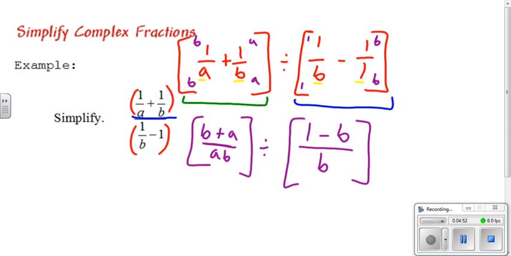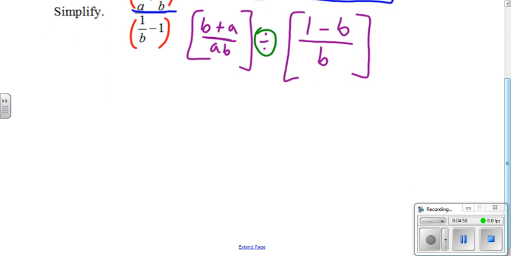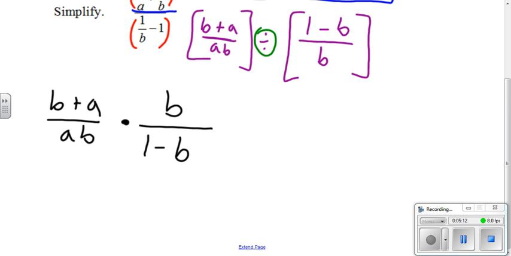Now from here, because it is this division problem, we have to switch it into a multiplication problem. And remember, to do that, we keep our left one the same, b plus a over ab. Change it to a multiplication problem and do the reciprocal, b over 1 minus b. Now from here, we can do our diagonal division, diagonally crossing things out, b and b. Remember, this is one factor on its own, and this is one factor on its own. So we can't necessarily cancel anything else out.